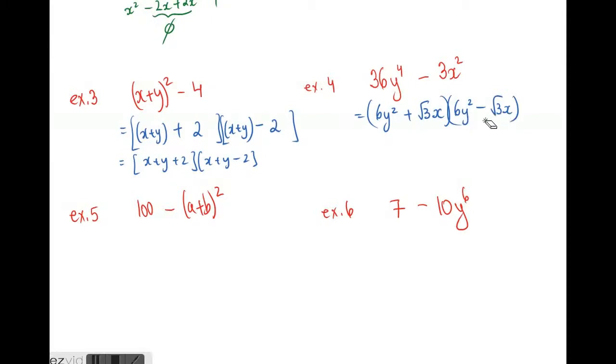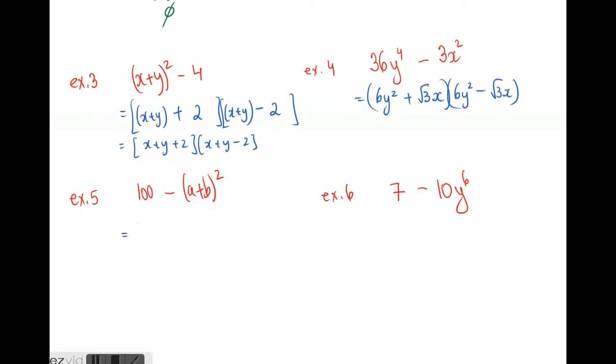This one is a difference of squares because there is a subtraction, but the x is not a perfect square, and we should not be factoring this more because we want whole numbers to be the exponents of the variables. The coefficient could be an irrational number, but the variables we want to be of whole powers. Two more examples. Example number 5, same idea.